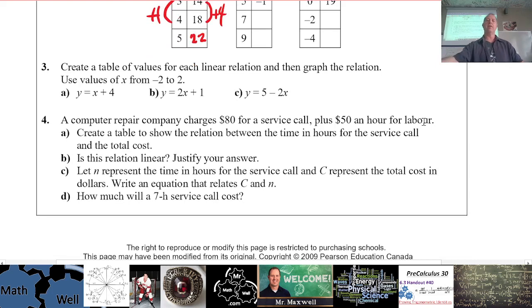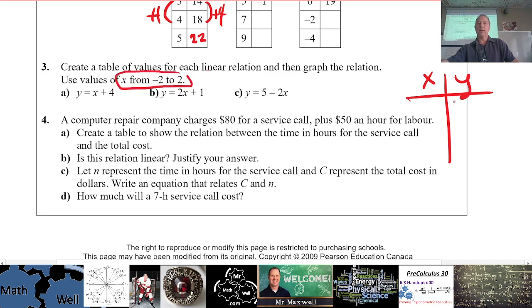Creating a table of values, that's very, very important, and I hope that you all know how to do that. If your variables are x and y, make a column of x and a column of y. You can pick any numbers for x, or if they give you the numbers that you should pick, then this is what you do: -2, -1, 0, 1, 2. And then you simply substitute those values in for x and write the resulting y value right beside it.